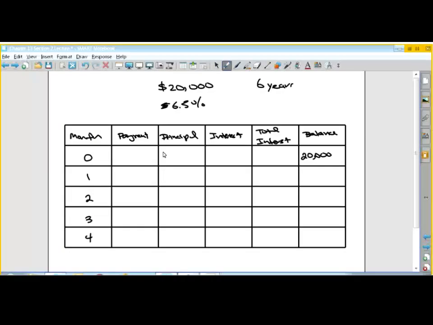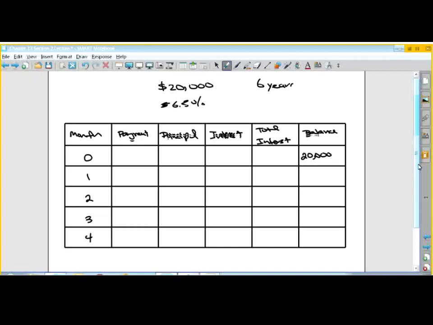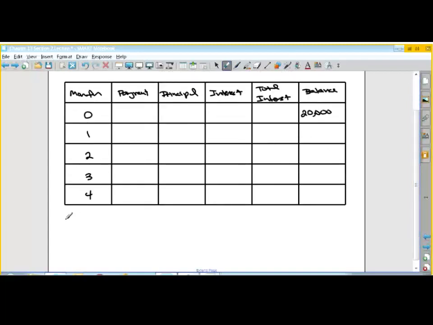We're not going to go out to 6 years, but we're going to start this thing. So after 1 month, you have interest. So the first thing you do is you calculate the interest. So this is month 1. Month 0 is just coming up with the balance. Okay, for month 1, the first thing you do is calculate the interest.